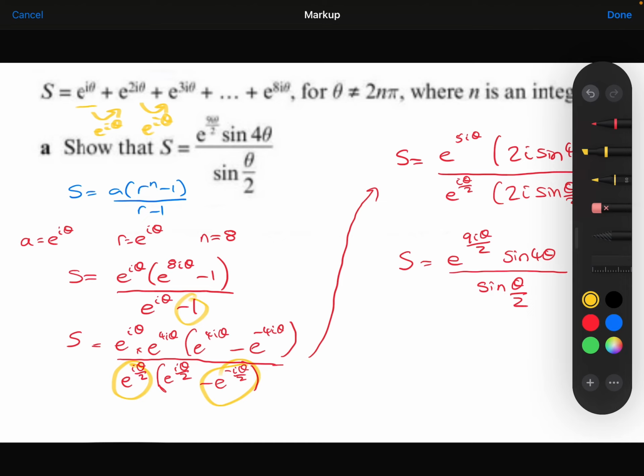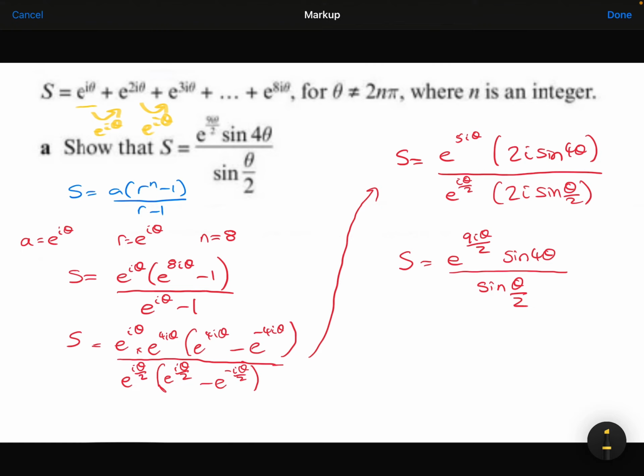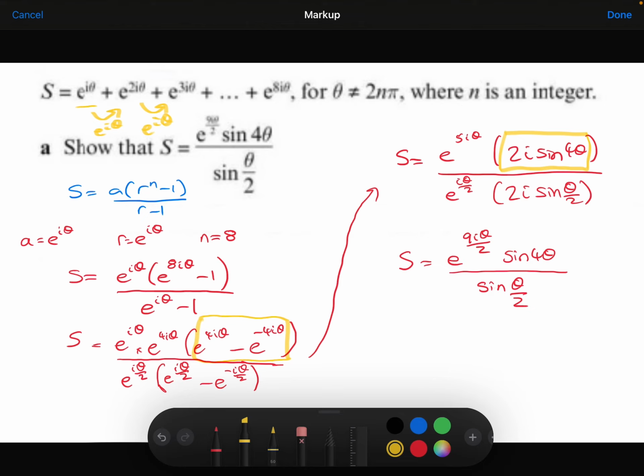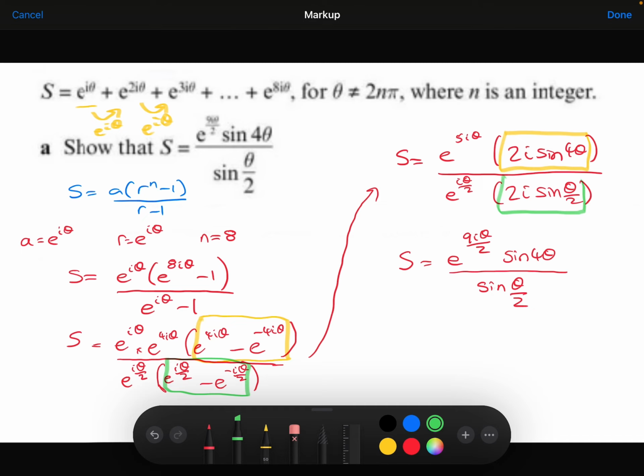Now, that's useful for me because now I can use our result. I can rewrite this as 2i sine 4 theta, and I can rewrite this as 2i sine theta over 2. The other change I've made here is I multiplied these two together to get e to the 5i theta.